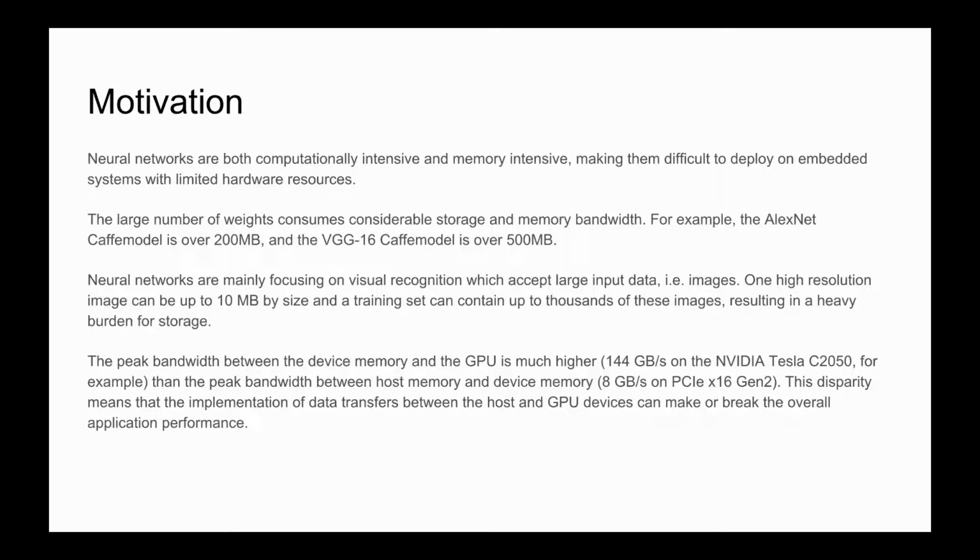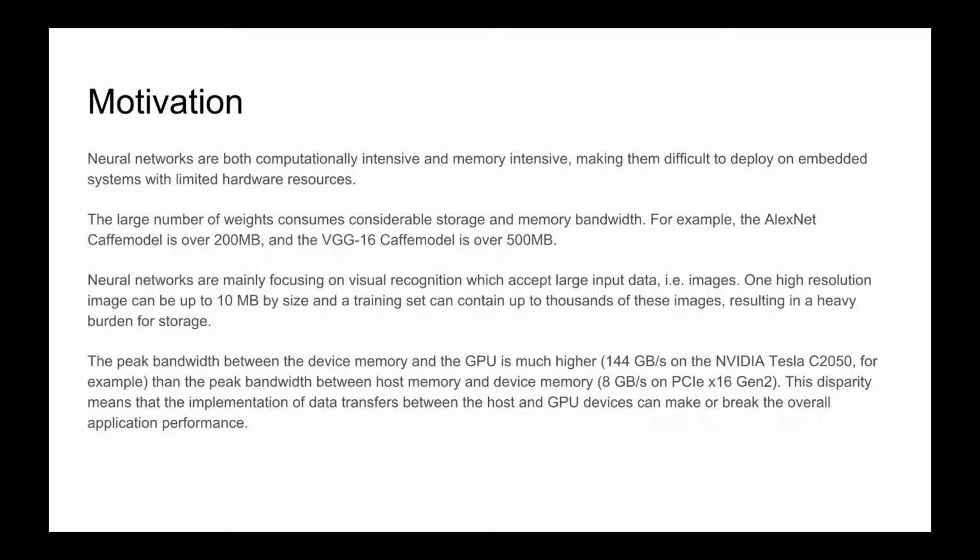For the motivation of our project, we know that neural networks are both computationally intensive and memory intensive. That makes them very difficult to deploy on embedded systems with limited hardware resources. The large number of weights of the neural networks consumes considerable storage and memory bandwidth. For example, the AlexNet Caffe model is over 200 MB, and the VGG16 Caffe model is over 500 MB.